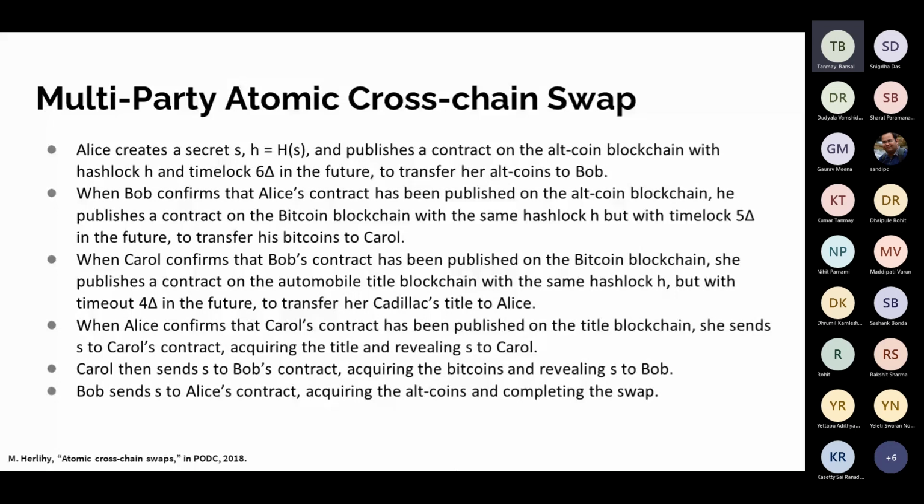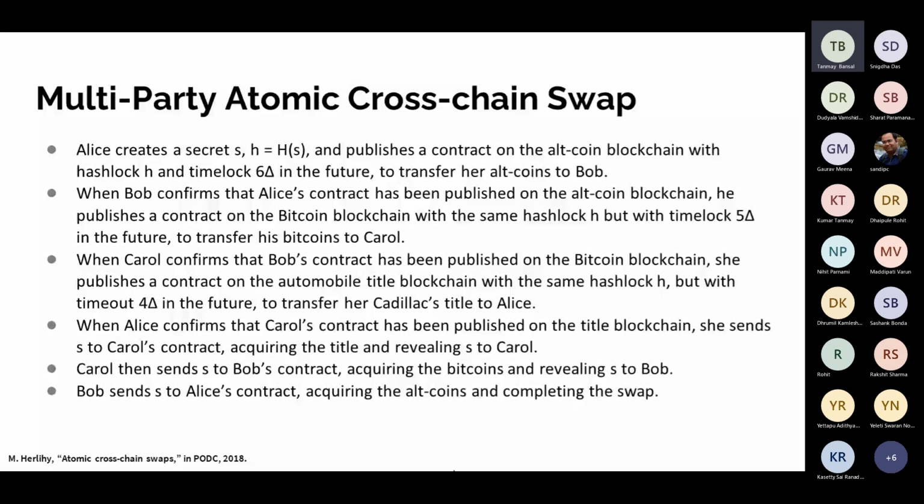So what happens is that she first acquires the title, and because she has sent S to Carol's contract, S is revealed to Carol. Carol then sends S to Bob's contract, acquiring the bitcoins, and then Bob now knows about this S. And Bob would now send S to Alice's contract, acquiring the altcoins, and this will complete the entire swap. So you see that it is a simple extension of what we had shown for two-party, but it works for three-party, and we can do it for multiple parties also.